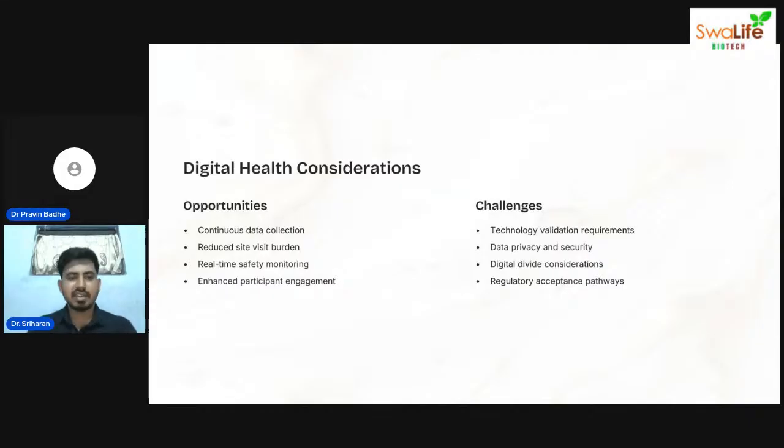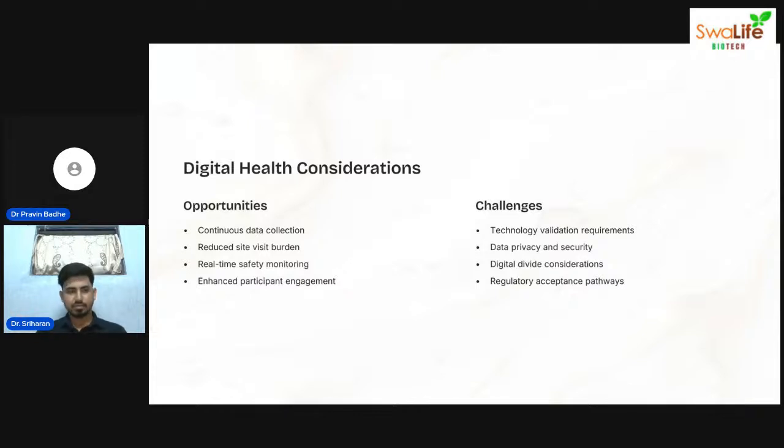Digital health consideration: what are the opportunities? Digital health gives continuous data collection while we work in a remote manner. So continuous data collection reduces site visits, allows safety monitoring with real-time data, and enhances patient engagement very well. I mean, we are accessing remotely alone.